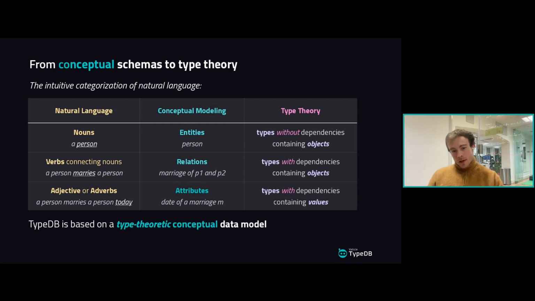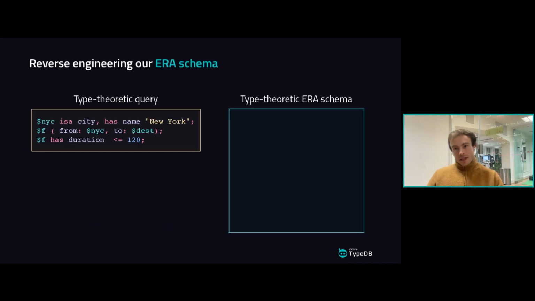So in order to supply a database schema in TypeDB, you precisely take this type-theoretic conceptual perspective. You specify your semantic information, your semantic context in which you run your queries, in conceptual language, but interpreted from a type-theoretic perspective. Let's see how this works in action. Let's start from our earlier type-theoretic query.